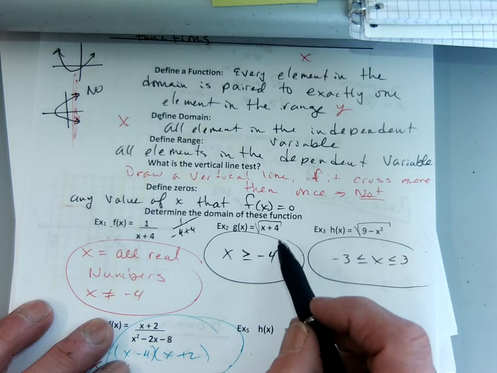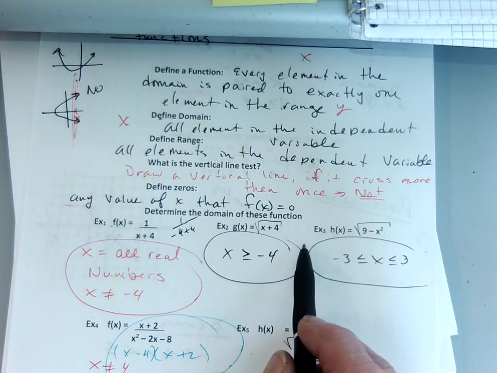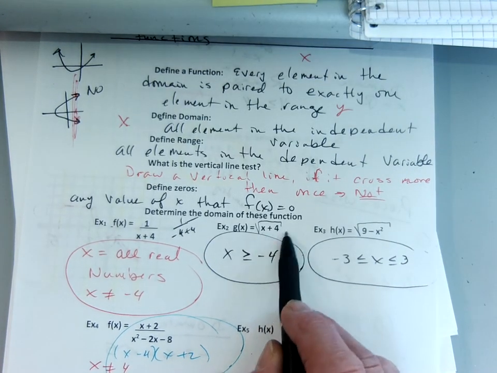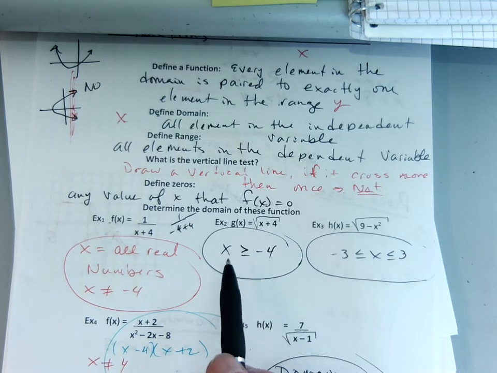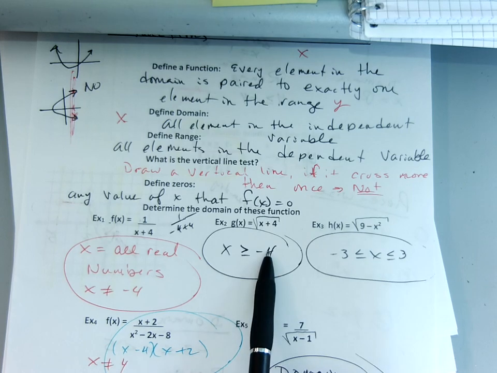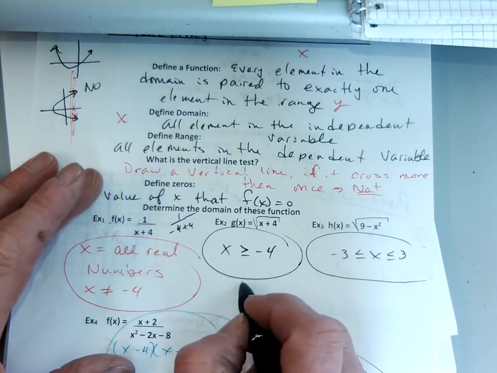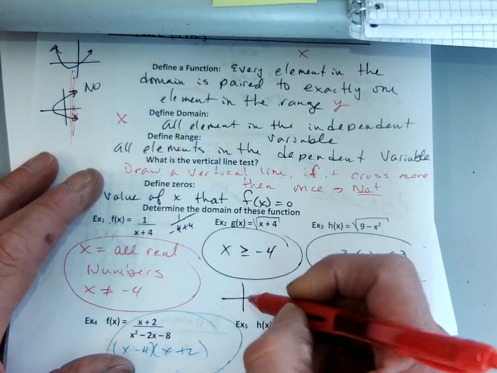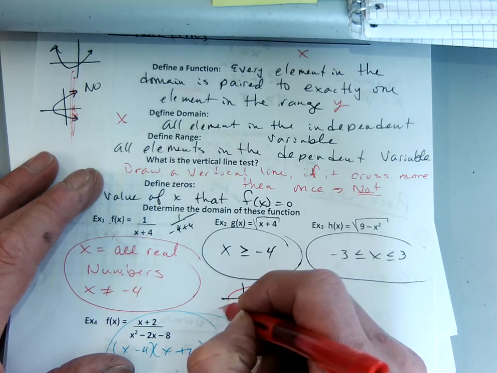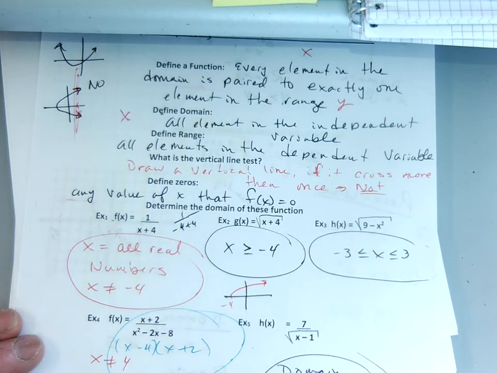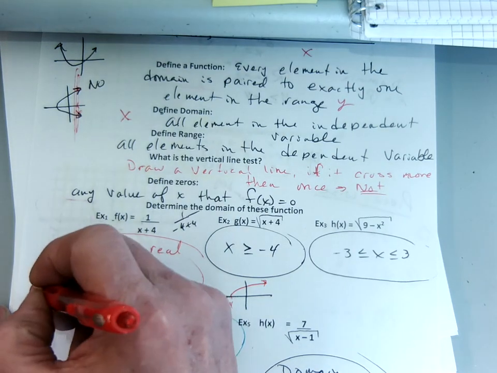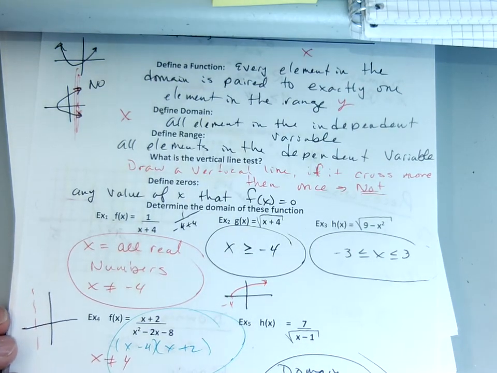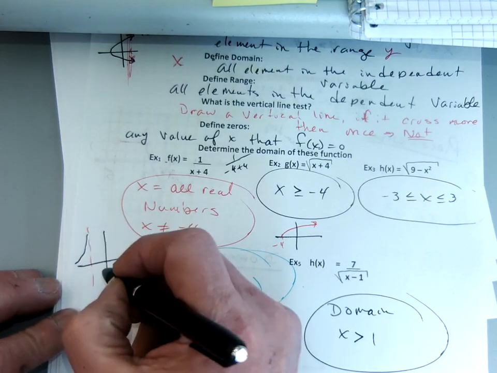Example 2. We know you can't have negative square roots, so if x were -4, you'd have a 0, and the square root of 0 is okay, but if you have -5, not okay, so it's got to be everything greater than or equal to -4. If you looked at this graph, we did this on Desmos, it has a weird looking start at -4, and the graph looks something like this. Okay.